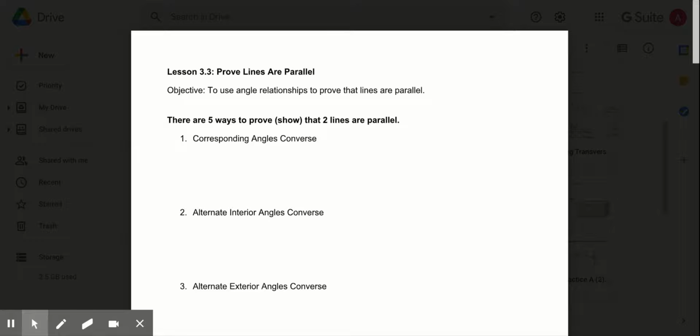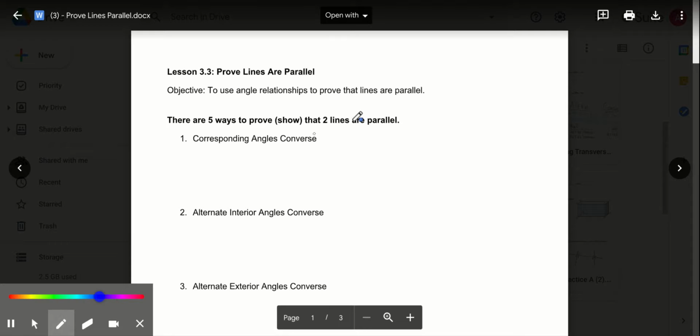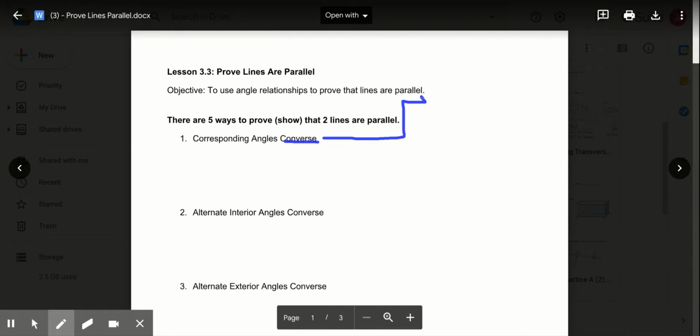So for today's video, I just want to briefly cover the idea of converses. This is the first time we've maybe seen this word, converse, right? And the way I really want you to think about converse, it does sound like reverse, and it is sort of just like a theorem in reverse.